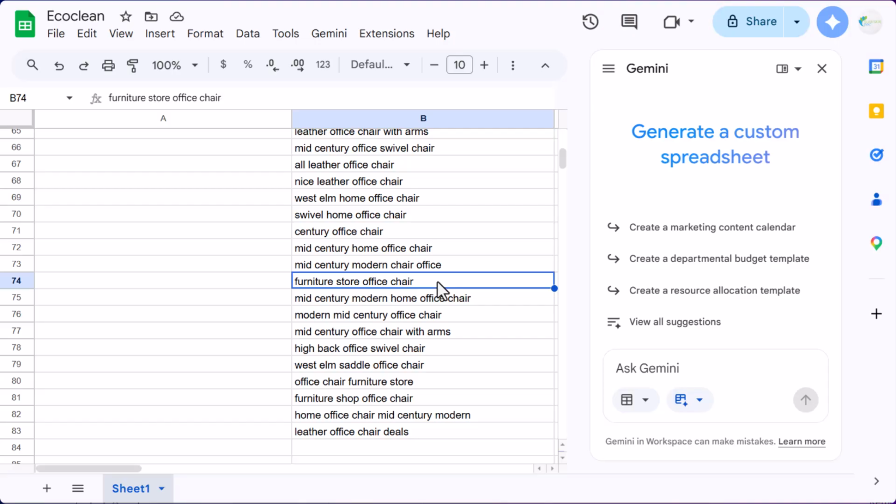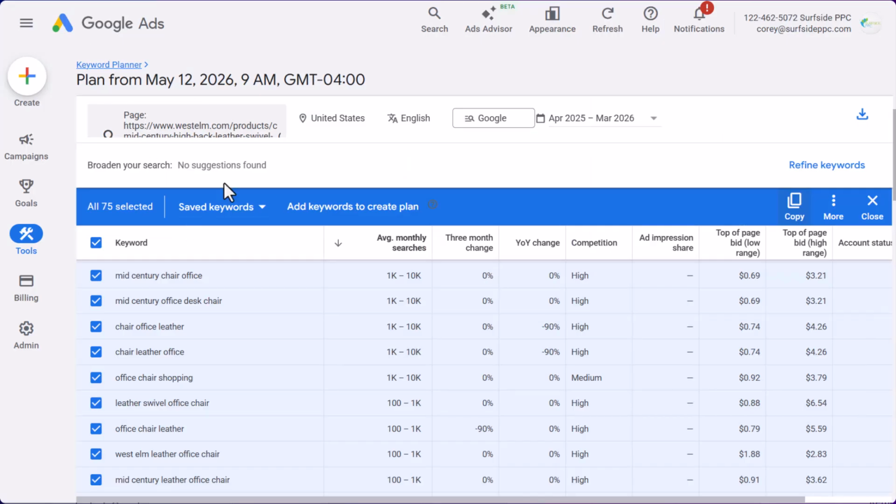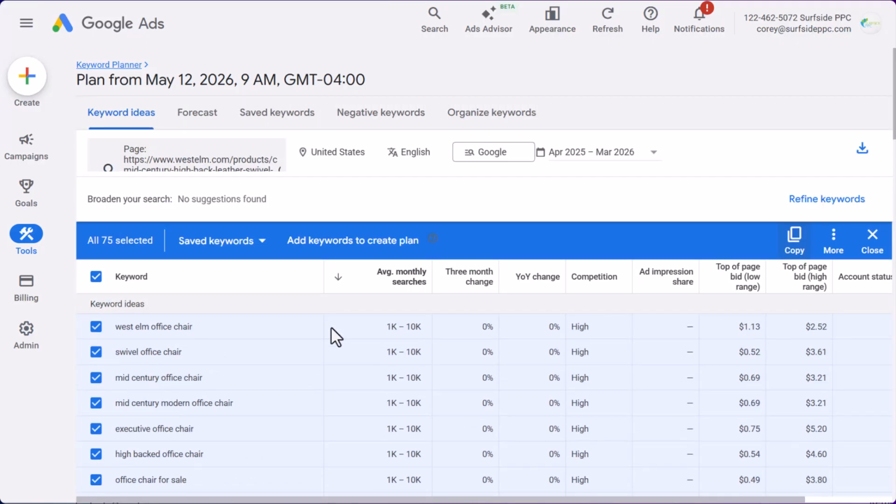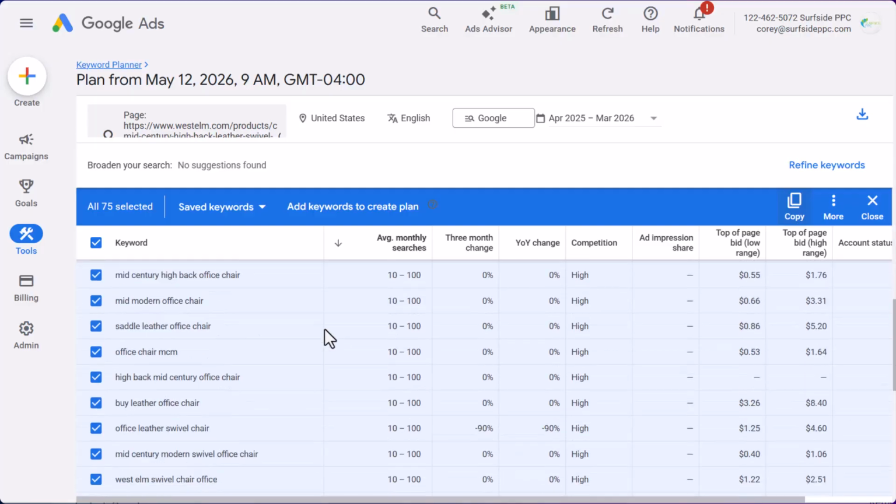And this is actually why I'm still a huge fan of the Google Keyword Planner. You take a page like this and they will find you 75 very relevant keywords for West Elm specifically that actually match this specific page and really match a lot of the different categories that they have. So I could take this list of keywords right here, set up an ad group, broad match, and target this page. Now, you'd probably want to group things together a little bit better.